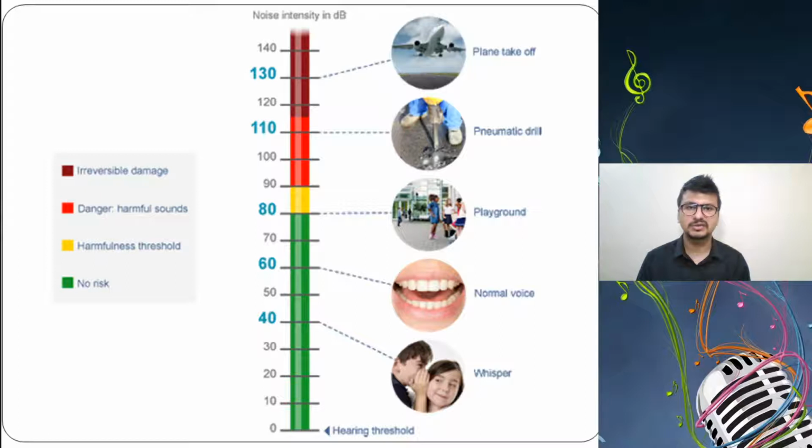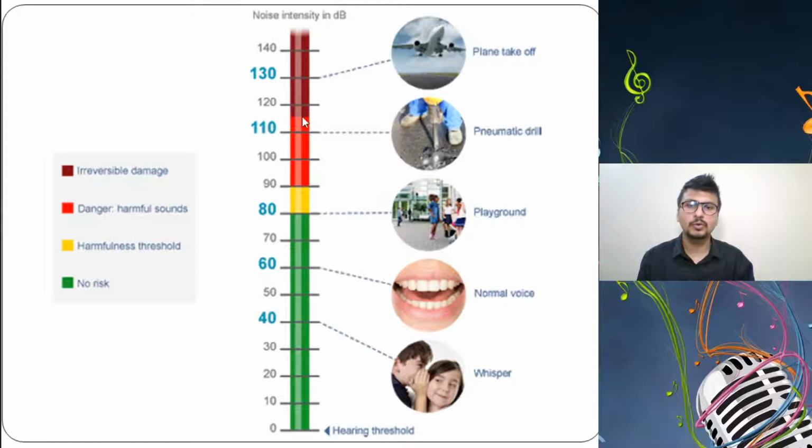The red zone is a danger. You can say harmful sounds are in this zone. You see 110. Here in 110 there is a pneumatic drill, a person who is drilling the ground. I hope you all remember what kind of sound there is when somebody is drilling the wall, inserting the drill against the wall. That is a pneumatic drill.